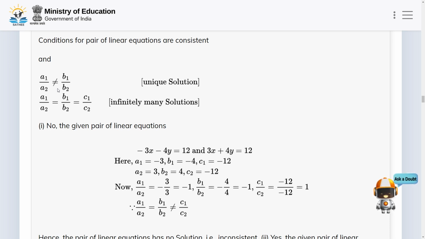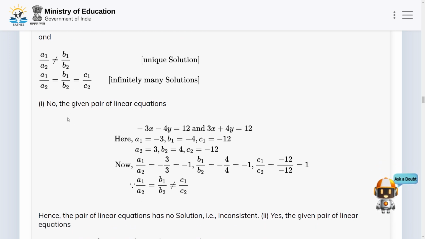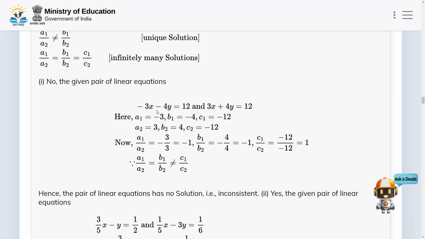So for the first one, the pair of linear equations is minus 3x minus 4y is equal to 12 and 3x plus 4y is equal to 12. So here a1 is equal to minus 3, b1 is equal to minus 4 and c1 is equal to minus 12, and a2 is equal to 3, b2 is equal to 4 and c2 is equal to minus 12.